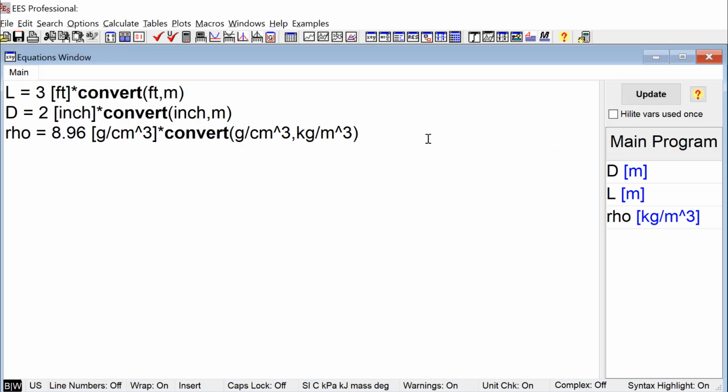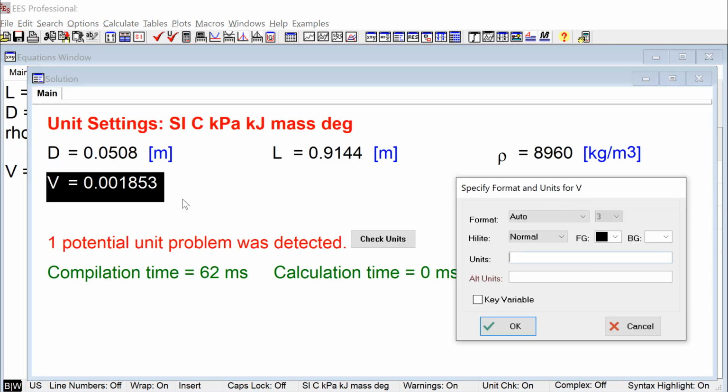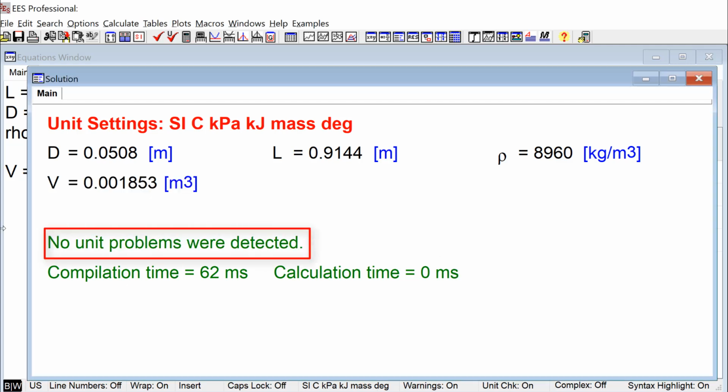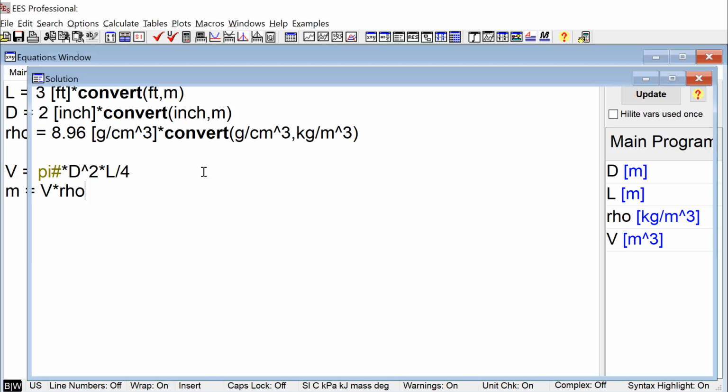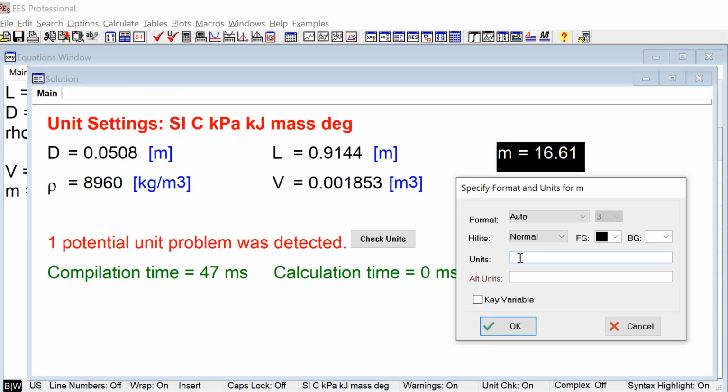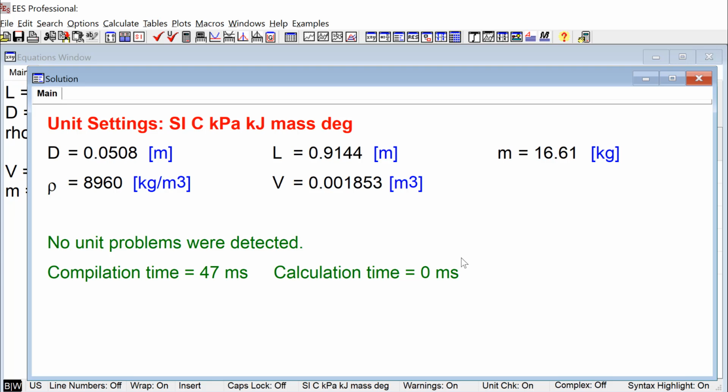Now we'll enter the equation for volume, and we will set the units for the variable volume V, and we know that the units must be meters cubed because that's the base SI unit for volume. No unit conversions will be necessary. The fact that there are no unit problems detected here means that our equation for volume is dimensionally consistent. Finally, let's add the equation for mass. Mass must be in kilograms because that's the base SI unit for mass. And again, we'll check the units, establishing that our equations are all dimensionally consistent. While it's not necessary that you take this approach, it certainly makes solving systems of engineering equations a lot easier.